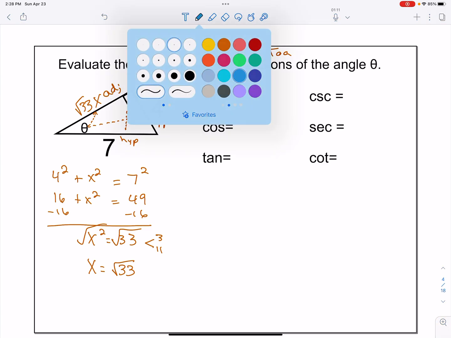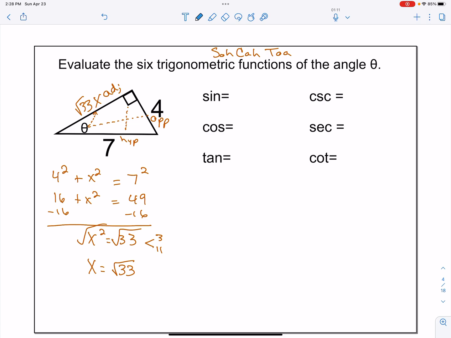I want to do the darker blue. There we go. So the sine here is opposite over hypotenuse. So the opposite for this one would be 4 over the hypotenuse of 7. The cosine is adjacent over hypotenuse. So the adjacent is root 33 over the hypotenuse of 7. And then the tangent is opposite over adjacent, which is 4 over root 33.